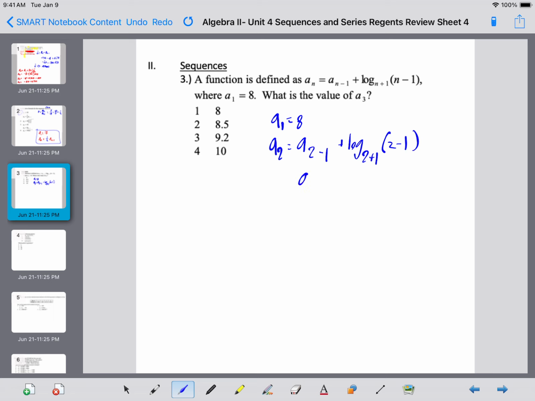Let's just simplify that. A sub 2 minus 1 is 1, plus 2 plus 1 is 3, 2 minus 1 is 1. A sub 1, we said was 8. And then, if we're evaluating that log, you could put it in your calculator. You don't have to do this on your own. But you know that this is the same as saying 3 to the 0, because anything to the 0th power is 1. 0 divided by 1 is 0. So 8 plus 0 equals 8. Now we see that a sub 2 equals 8. Don't fall into that trap of thinking it's going to stay 8. Alright?